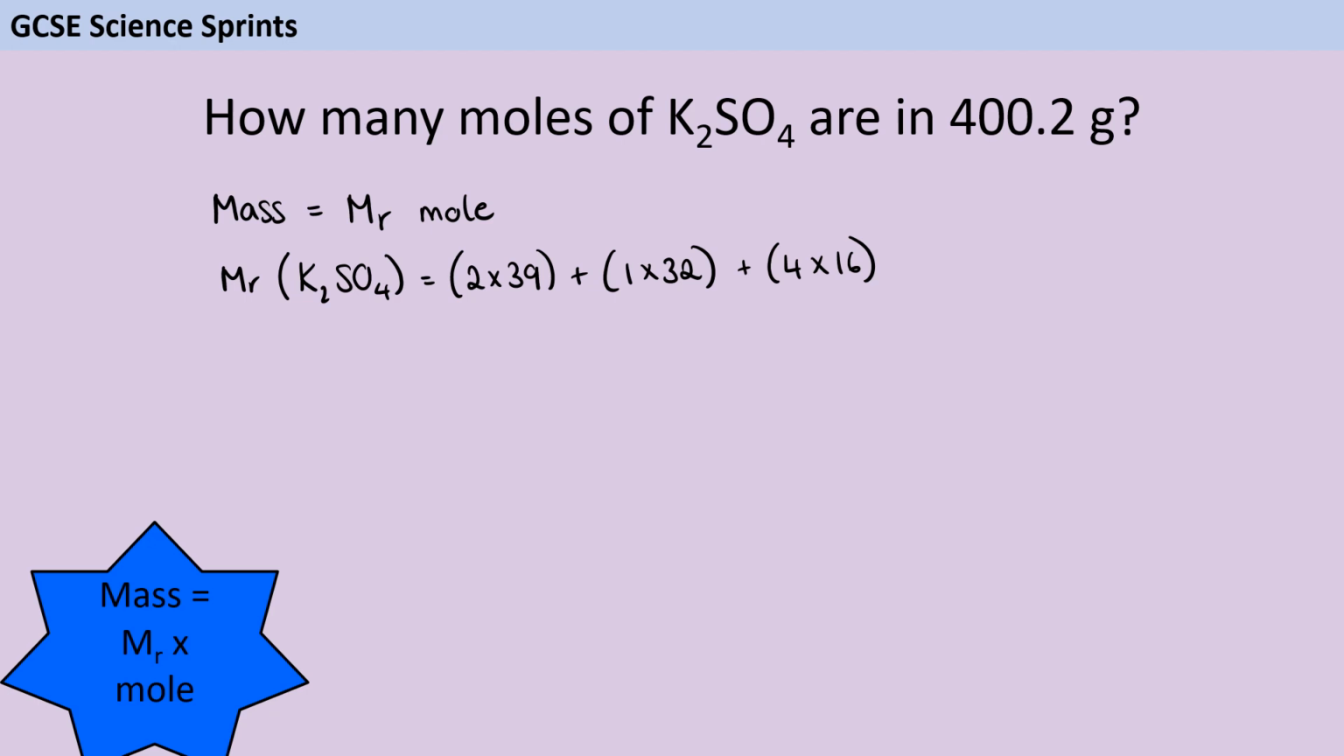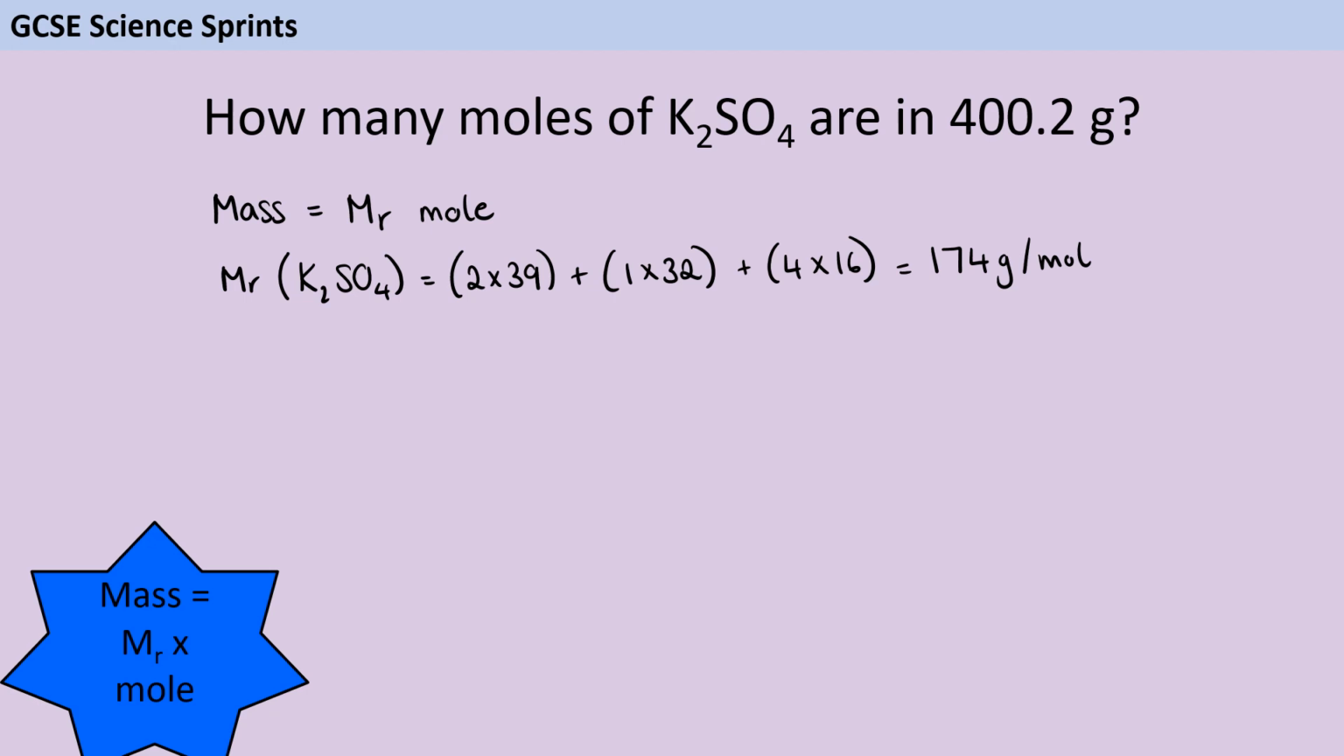So you could either use brackets and multiply like I've done here, or you could literally add up 39 plus 39 plus 32 plus 16 plus 16 plus 16 plus 16, and you would get the same answer, which is 174 grams per mole. So at this point, you've definitely got a mark. Anywhere that you have to work out a relative formula mass like this, and it's quite extended, they will give you a mark for getting to that stage.